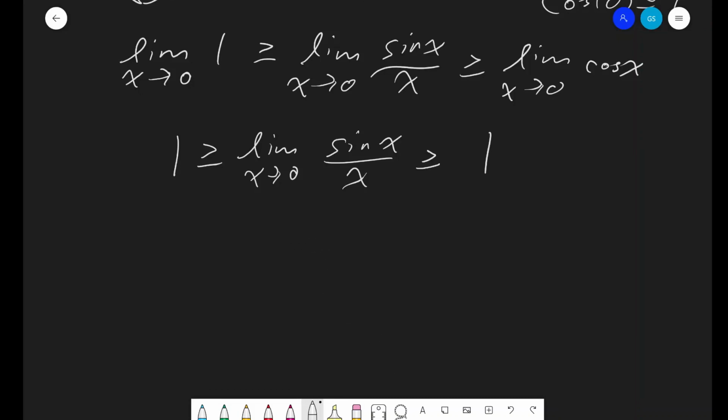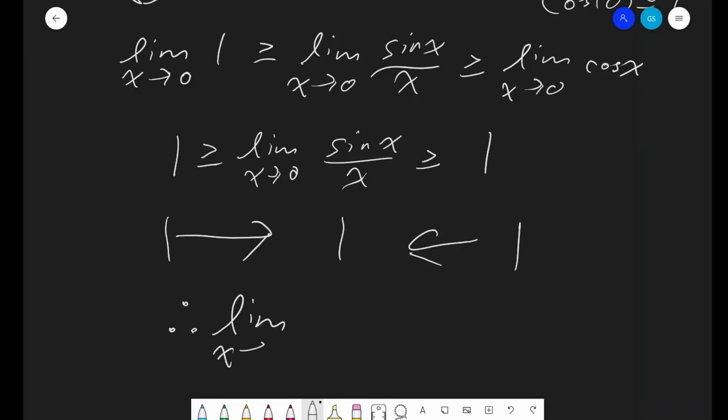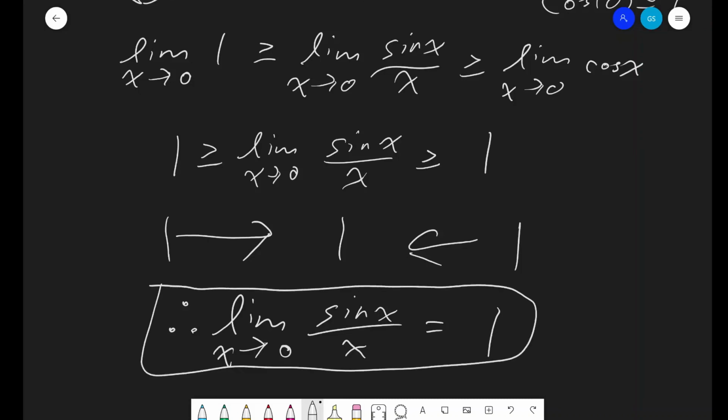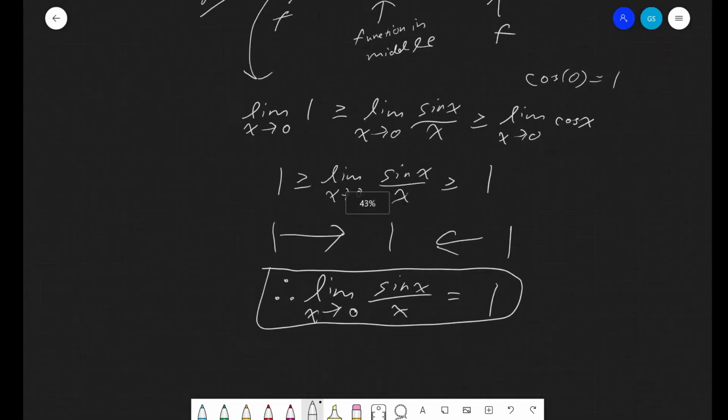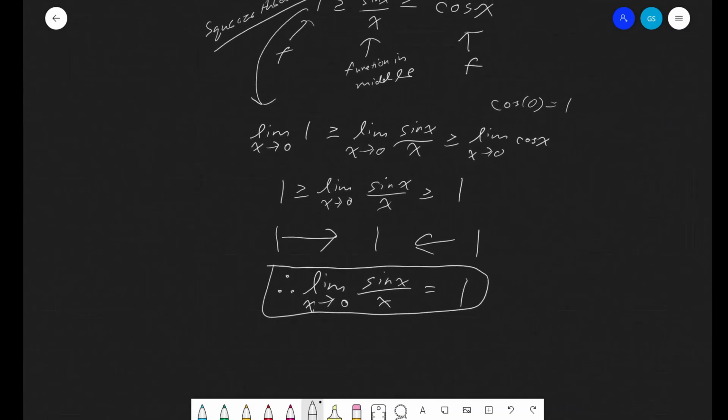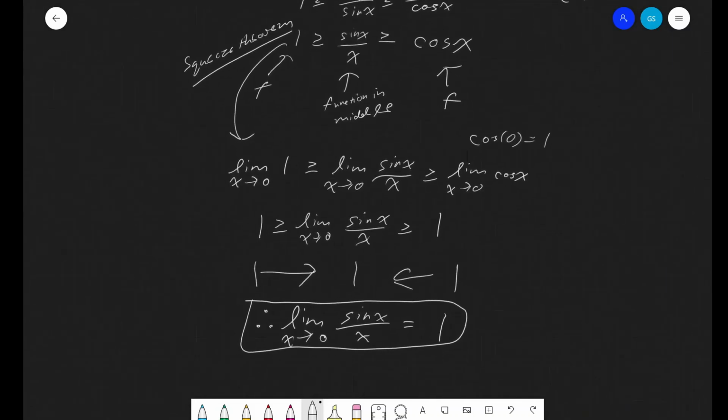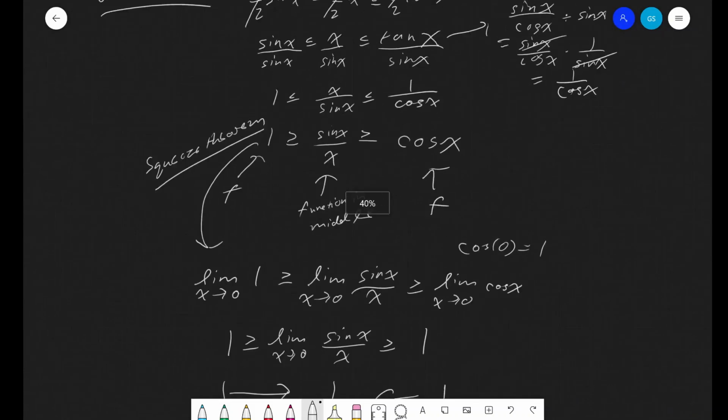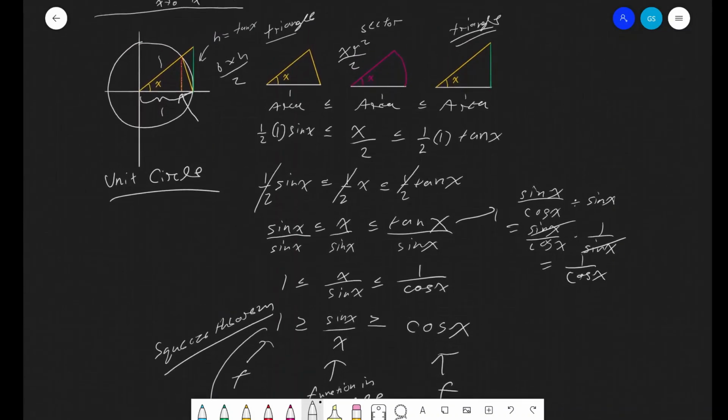So therefore, hopefully that makes sense, because it's squeezing. Think of it like this: we're squeezing it in, and the conditions are the same, so this becomes 1. Therefore, the limit as x approaches 0 of sine x over x equals 1. That is a visual proof turned into an algebraic proof that hopefully makes sense to you. It really used something called the squeeze theorem, which is new to you. And yeah, hopefully this video helped.